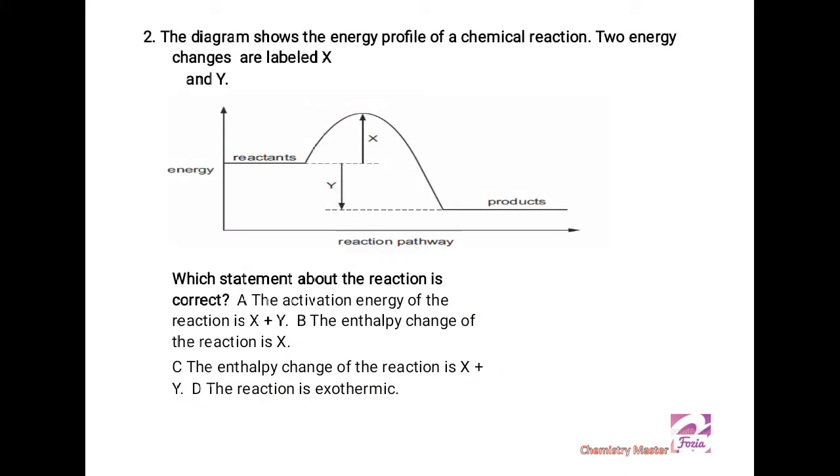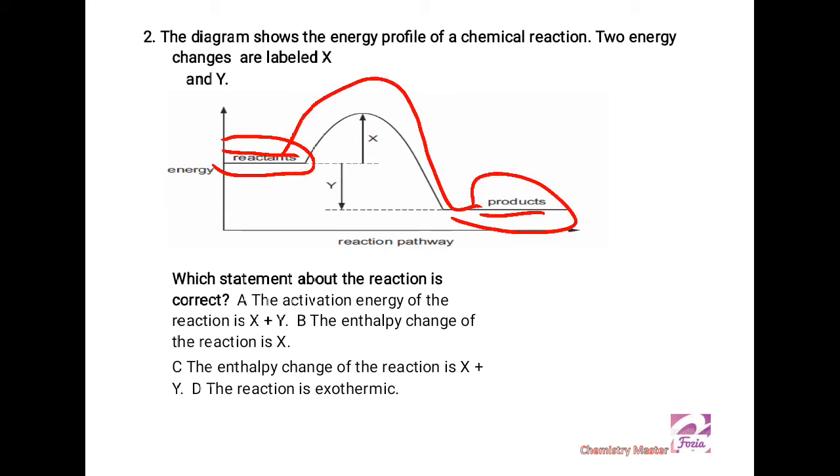Next is, the diagram shows the energy profile of a chemical reaction and two energy changes are labeled X and Y. So you see the reactants are converted into products but after taking a hump. This is the increase of energy, and overall the energy of the reactants is much higher than the energy of the products. So it must be a heat producing reaction, which is also called exothermic.